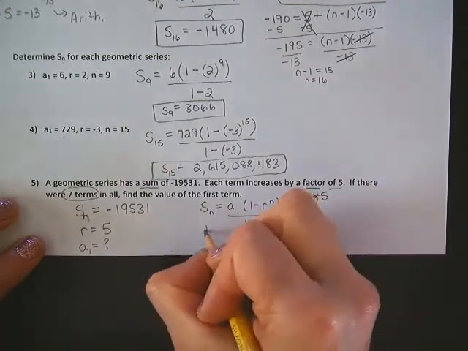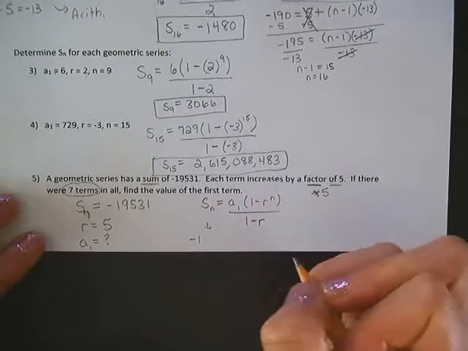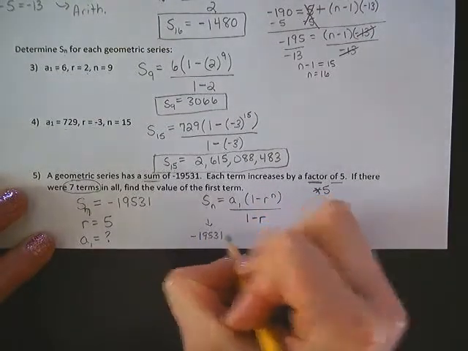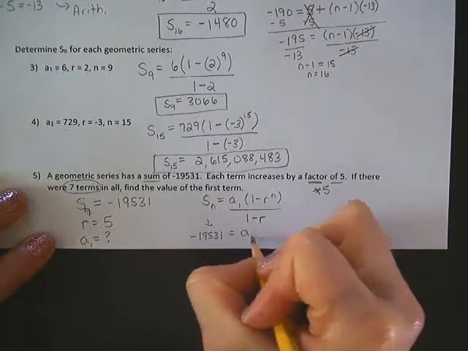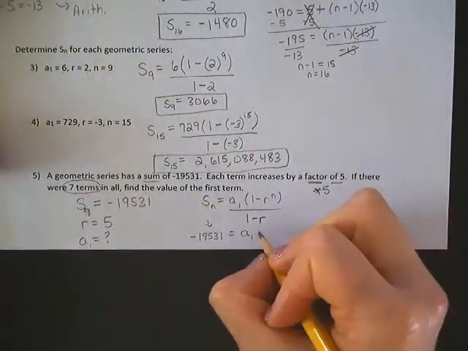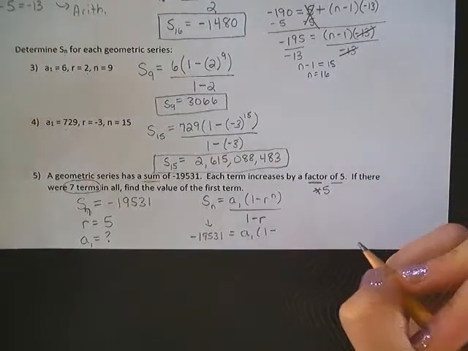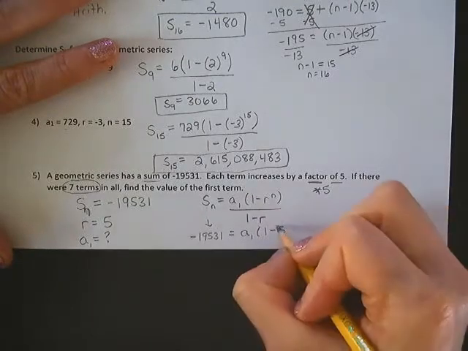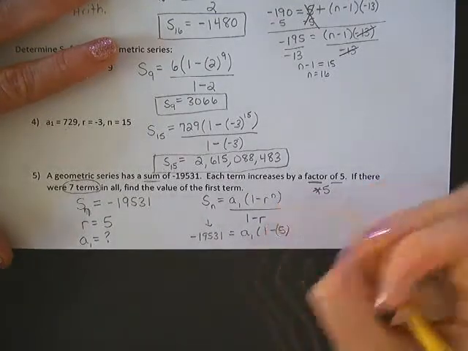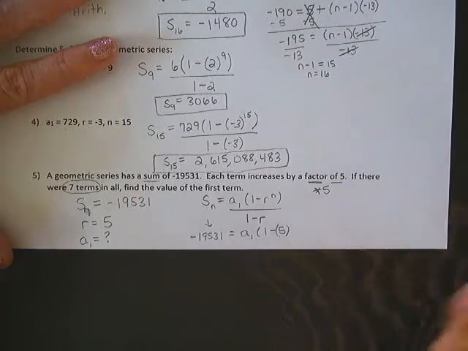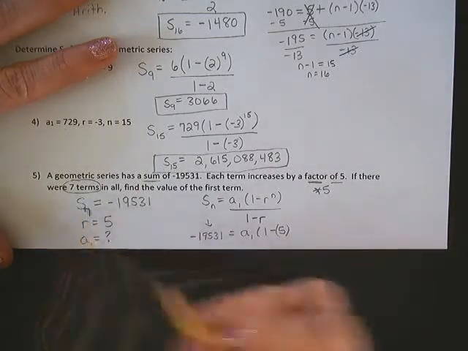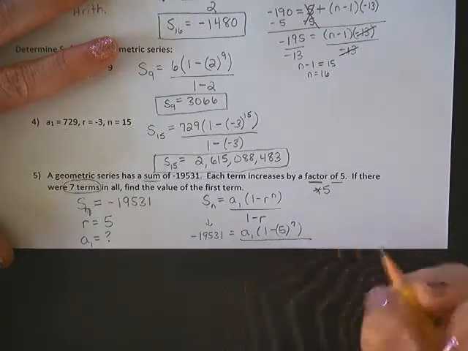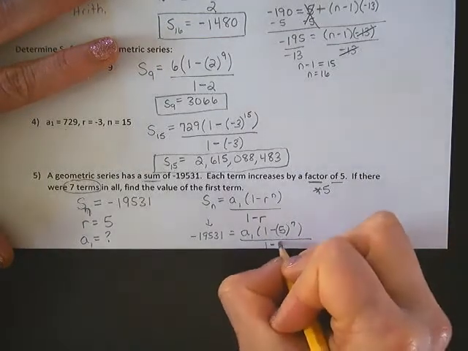Okay. So notice I'm going to put -19,531. That's my sum. I'm looking for my first term, so it stays the way it is. And then that's times 1 minus. They told me my common ratio was 5, so that's what goes there. And then again, you can put in parentheses. And then it's to the power of n. Well, remember, n was 7 because they added up the first 7 terms. So that power would be 7. And then all of this is over 1 minus, well, my common ratio is 5.